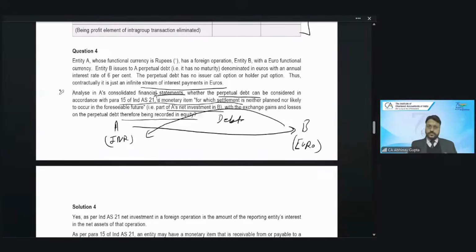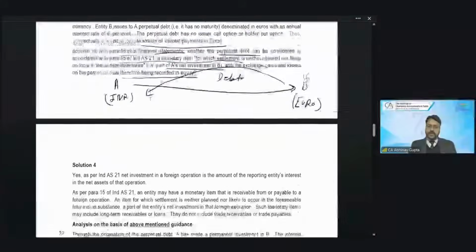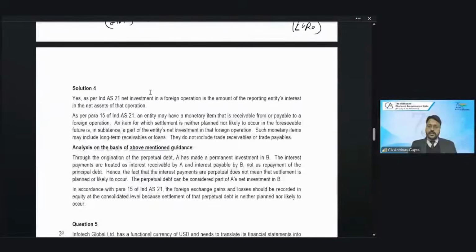So net investments are always recorded in OCI equity. They are never recorded in the P&L. The exchange gain or loss on them is not recorded in the P&L, right? So that's what the Ind AS 21 requirement is.